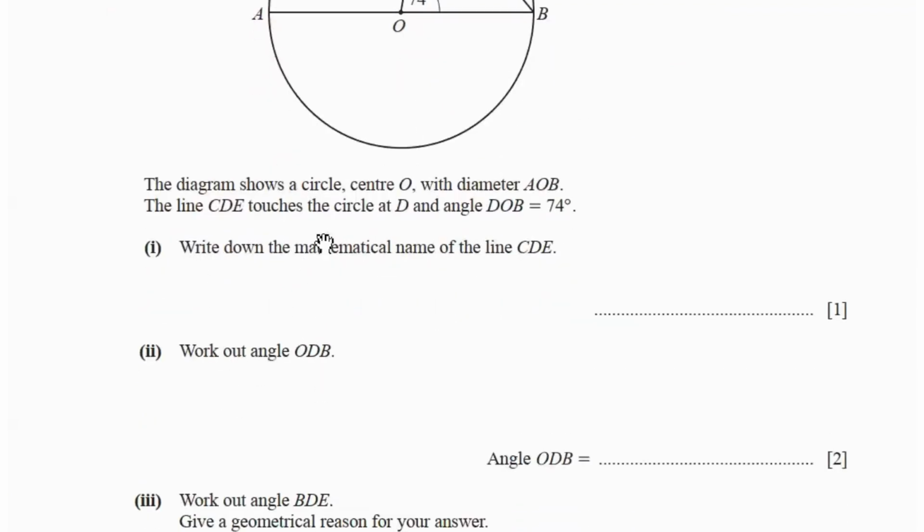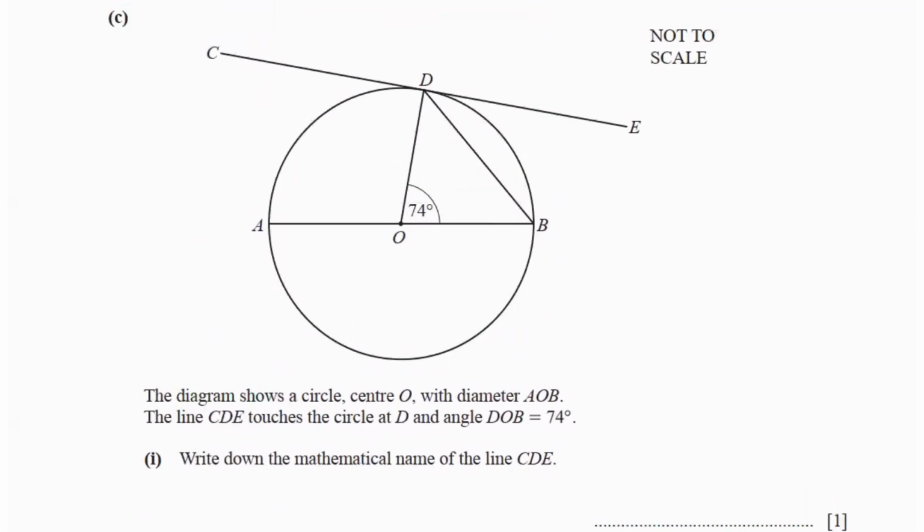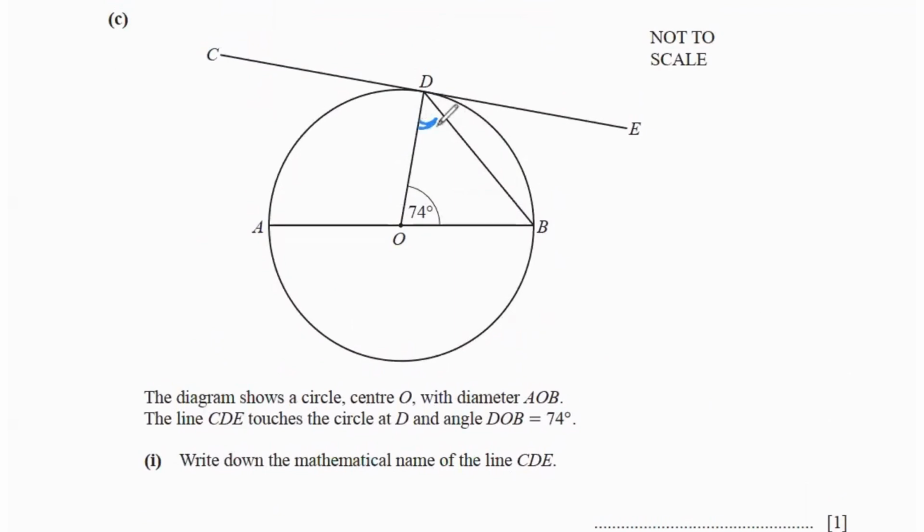Next part says work out the angle ODB. So ODB is this angle. Now, always remember if there's a line coming through the center and going towards the circumference, that is the radius, which means all these 3 lines are the radius. And since it's the radius, this is going to be equal to this. OD is equal to OB and OA.